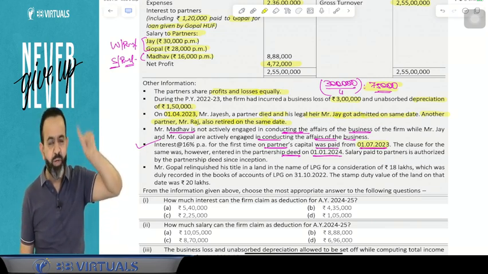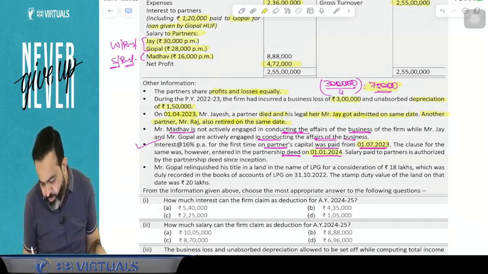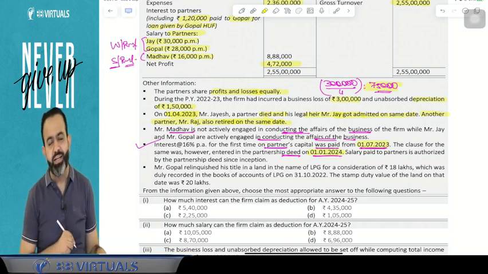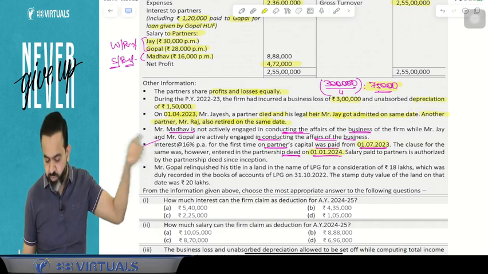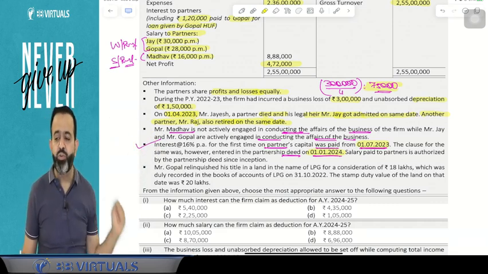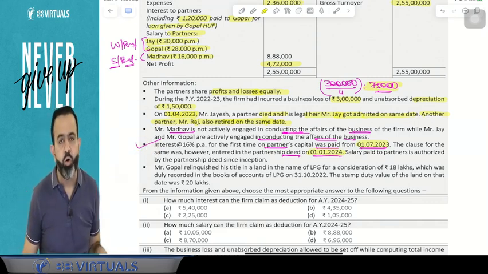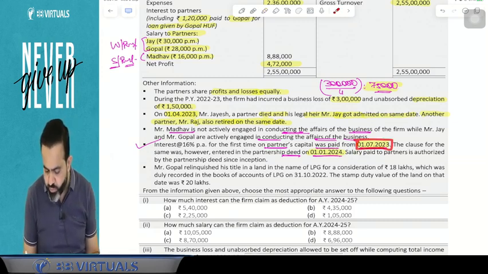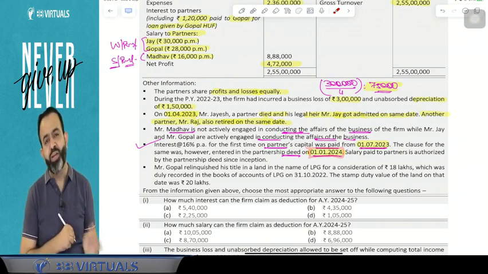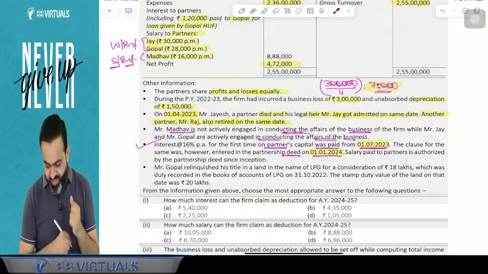That is wrong. Because we have discussed in partnership firms, guys, if the partnership deed is amended from 1st January 2024, then whatever interest is paid on or after 1st January 2024, that is going to be allowed. Whatever interest is paid from the 1st July 2023, obviously that is not allowed as a deduction. So interest paid from the 1st July 2023 is not allowed as a deduction. Interest from 1st January 2024 will be allowed as a deduction. We'll calculate what the interest amount is.